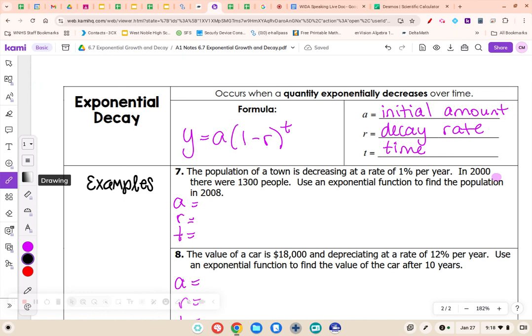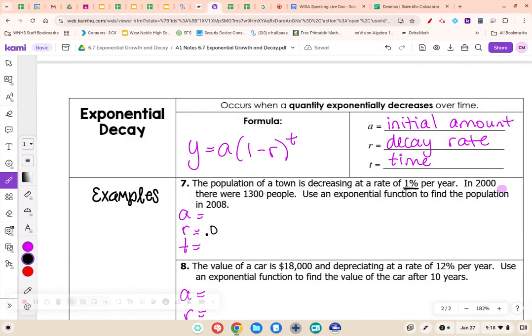So let's jump in with question 7. The population of a town is decreasing at a rate of 1%. So that is our rate. We have to write this as a decimal, so 0.01. In the year 2000, there was 1,300 people. Use an exponential function to find the population in 2008. Now guys, that is 8 years. You can count. You can do 2008 minus 2000. That one is a little trickier because you're not plugging in the number 2000, okay, or 2008. You are plugging in how much time has passed.